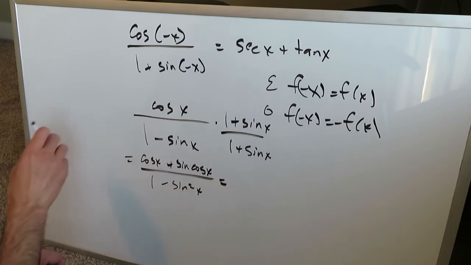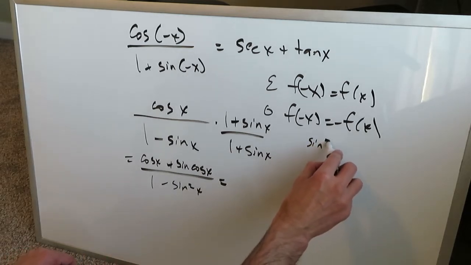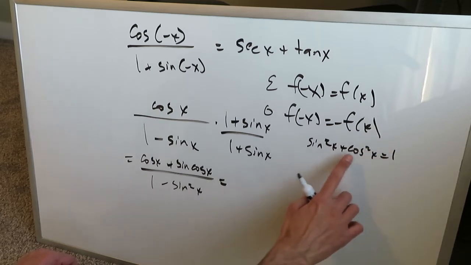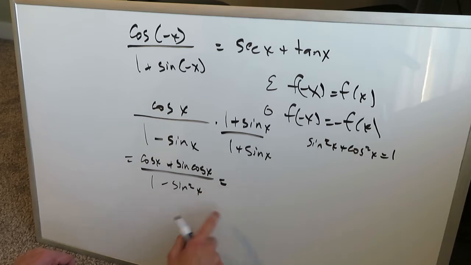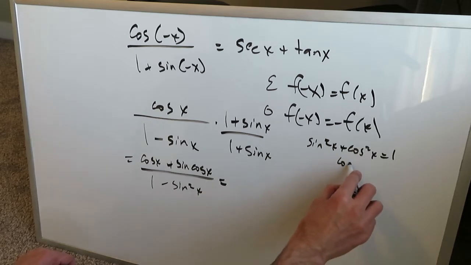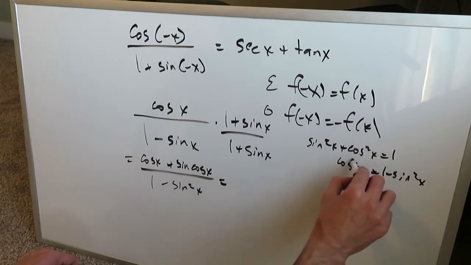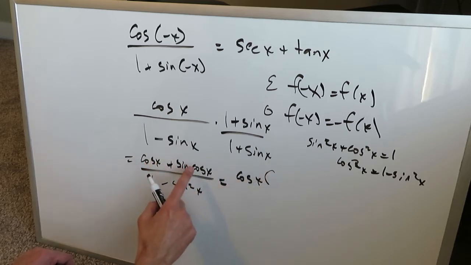1 minus sine square x can be simplified using the Pythagorean identity, where sine square x plus cosine square x is equal to 1. If you solve for cosine square x, you'll get 1 minus sine square x. So here in the denominator, you're getting cosine square x. Remember, cosine square x is equal to 1 minus sine square x, which is exactly what you're seeing here. 1 minus sine square x substitutes for that. In the numerator, you isolate cosine x. You get 1 plus sine x.